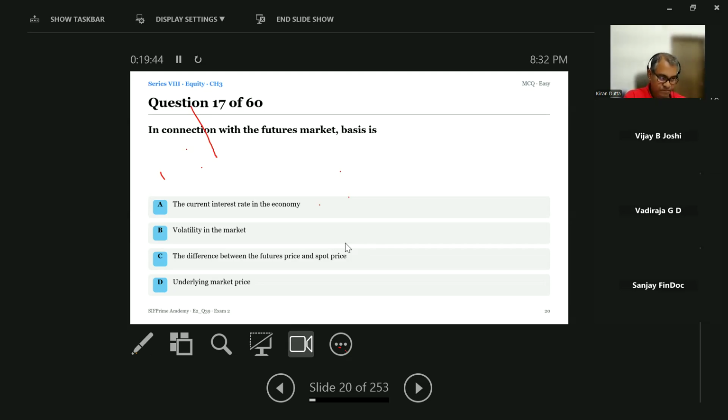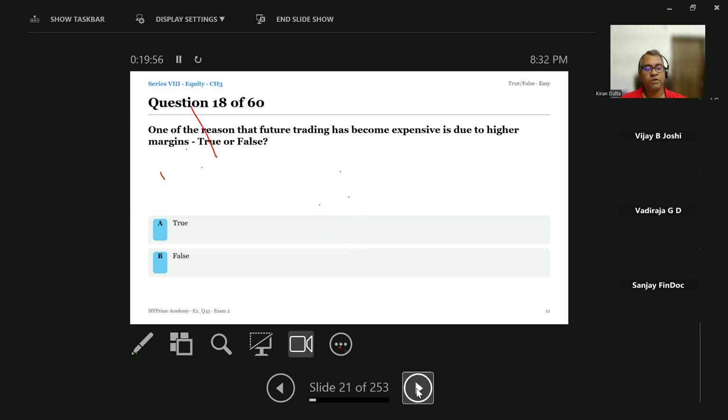Everyone got it correct here. Basis is the difference between spot and the futures price. It's very simple. One of the reasons future trading has become expensive is due to higher margins. True or false?